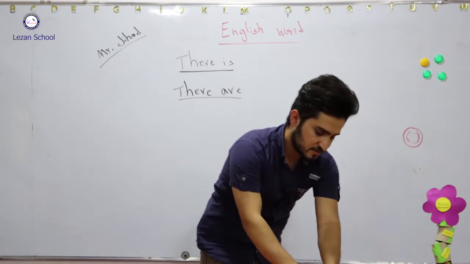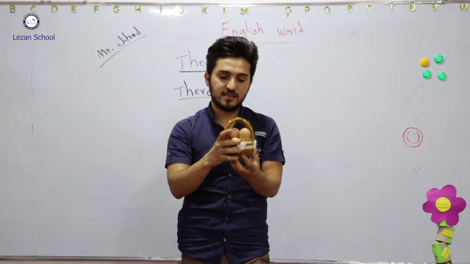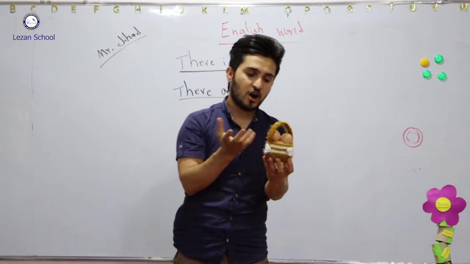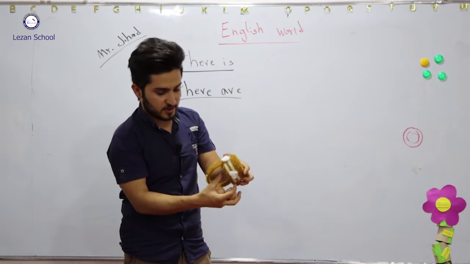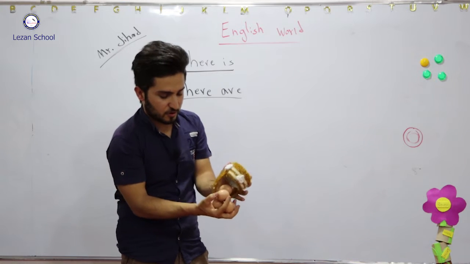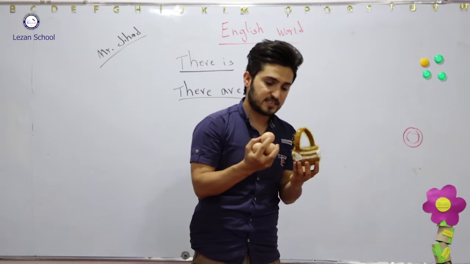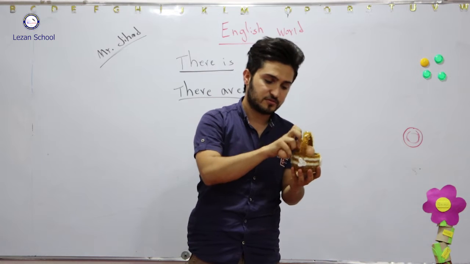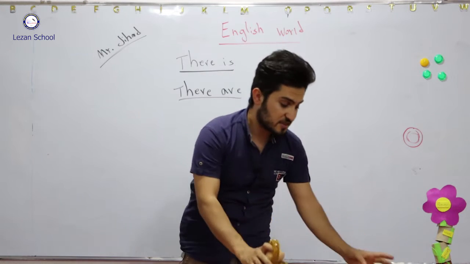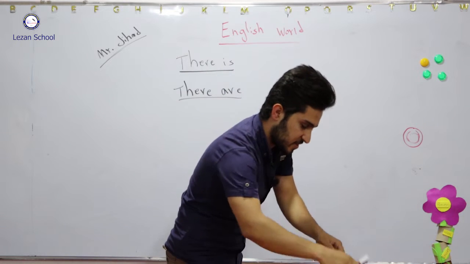Before starting, there are eggs in the basket. How many eggs? I don't know. One, two, three, four. There are eggs in the basket. We use there are for plural. But there is just for one thing. It's singular.